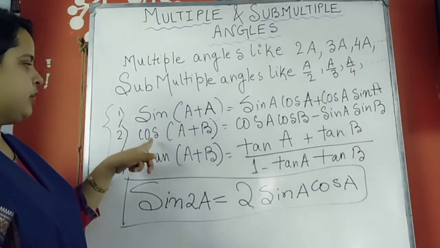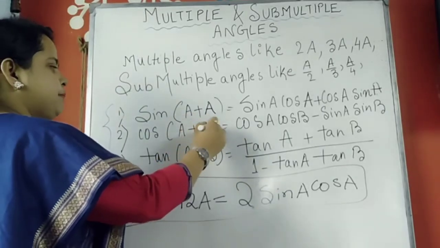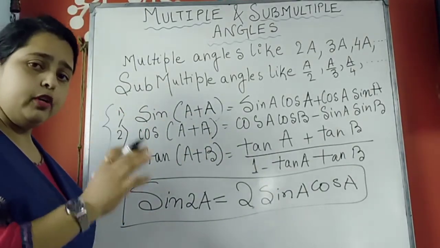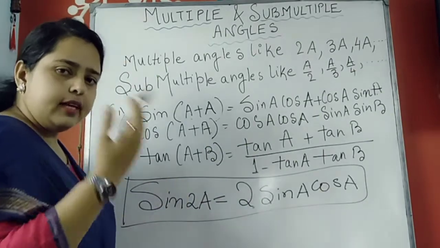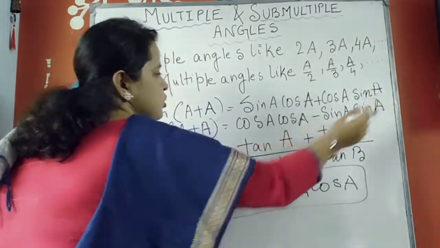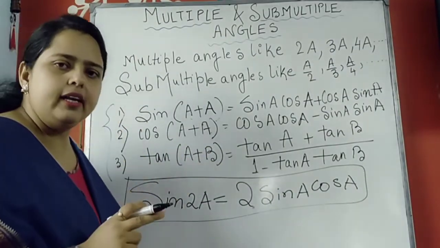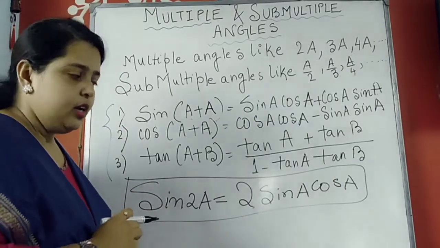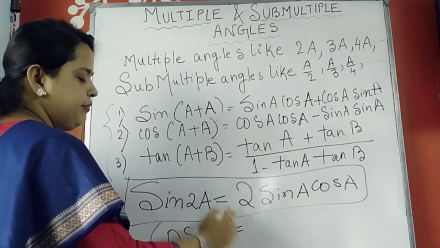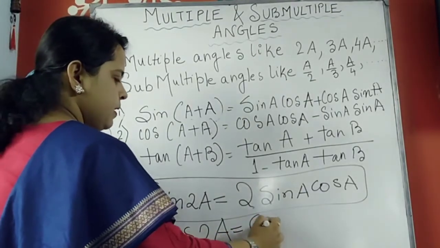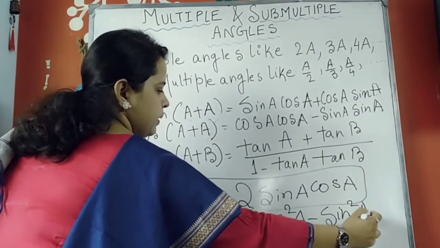Similarly, have a look at cos of A plus B. Again, the same activity is repeated: in the place of B, I put A. So it will be cos A cos A, and the second part will be sin A sin A. So cos A cos A is cos square A, and sin A sin A is sin square A. So I am going to write the formula for cos 2A, that is cos square A minus sin square A.